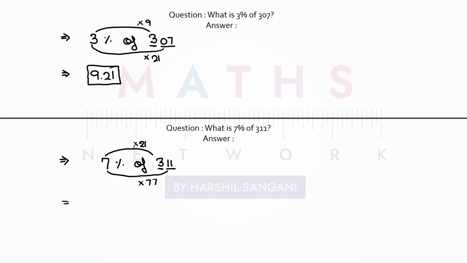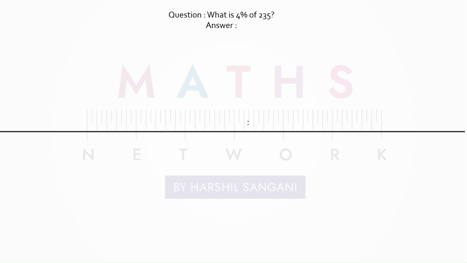So guys, when you multiply 7 with 3, you get 21, and when you multiply 7 with 11 you get 77. Now we write the result of first multiplication first, that is 21. Put the decimal point and write the result of the second multiplication, which is 77, and thus guys you have your answer, that is 21.77.